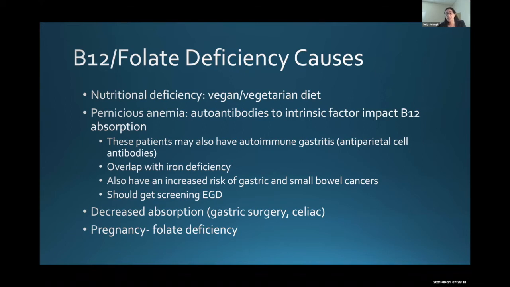Patients with pernicious anemia create autoantibodies to intrinsic factor, which can impact absorption of B12. These patients may also have autoantibodies to antiparietal cells and have concomitant iron deficiency as well. So there can be some overlap. And really anything that's impacting that stomach, small bowel, for example, celiac disease, as we mentioned, gastric surgeries can impact the absorption of all of these nutrients.